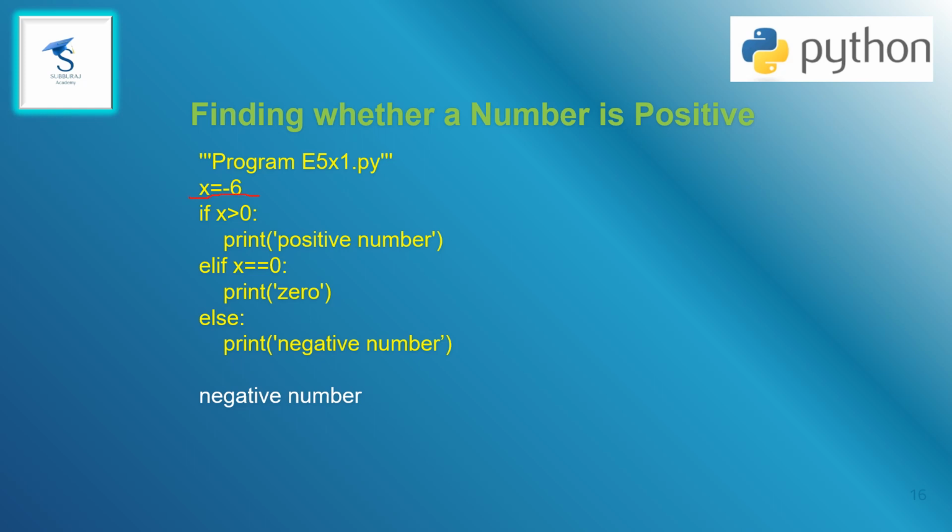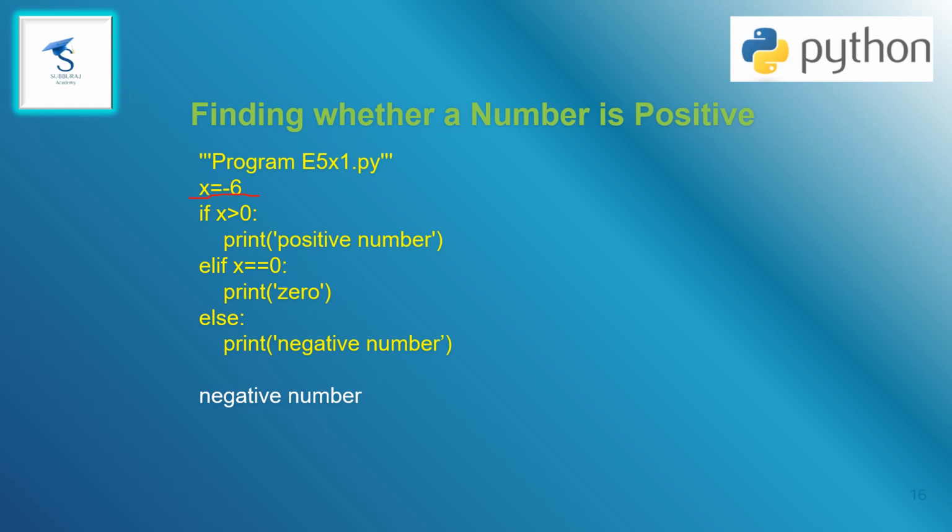So next step, if x is greater than 0, is it greater than 0? No. All negative numbers are less than 0. False. So it will omit this statement. It will not include this because x is less than 0. And if x is equal to 0, no, it's not equal to 0, it's minus 6. Else, print negative number.